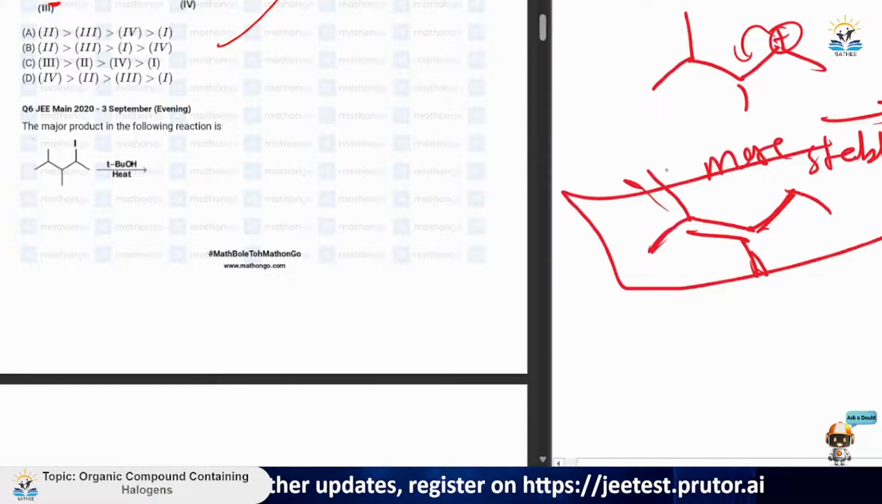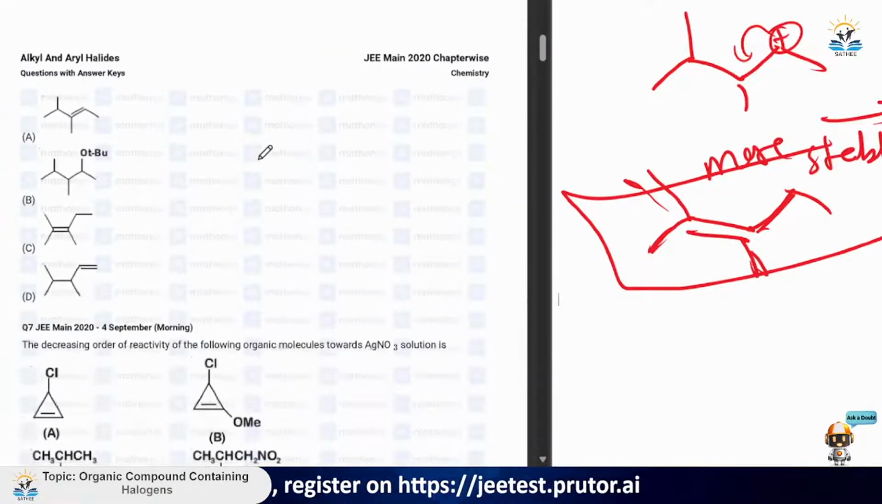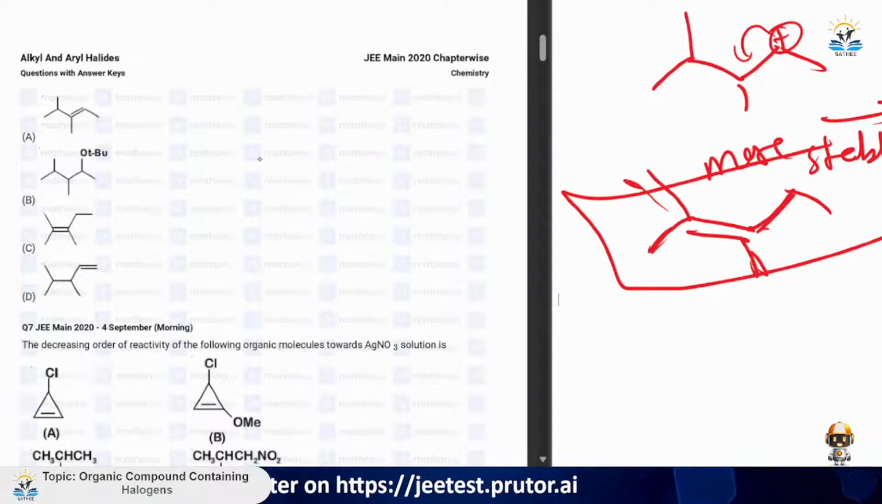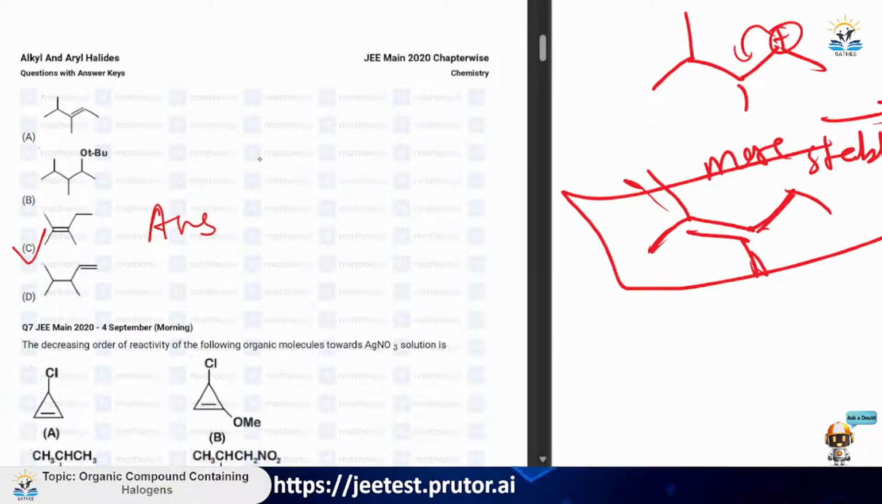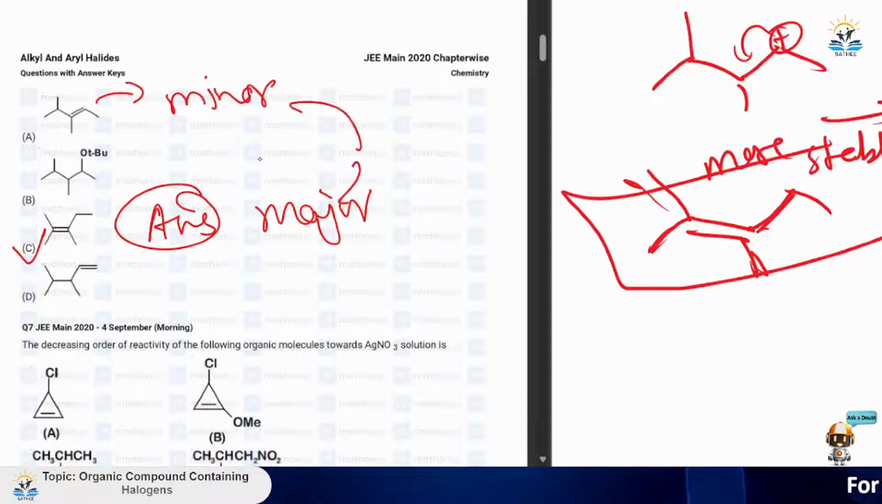So C is our answer. This is the major product, and the product can also be formed like this one, but that is our minor product. These are the two products formed.